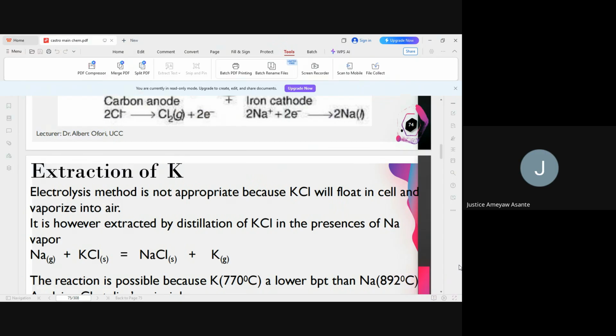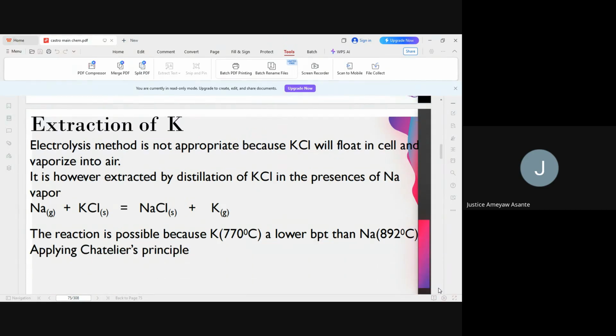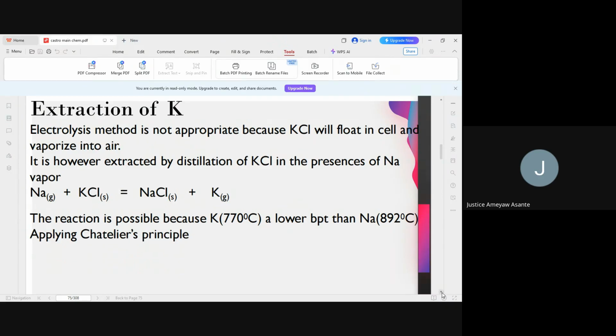So if you want to produce potassium, you don't use the method of electrolysis. But what do you do? You use the method of distillation. You distill potassium chloride in the presence of sodium. Quickly, sodium will bond with chlorine to form sodium chloride. Then potassium will be obtained as a gas. This reaction takes place around 770 degrees Celsius.